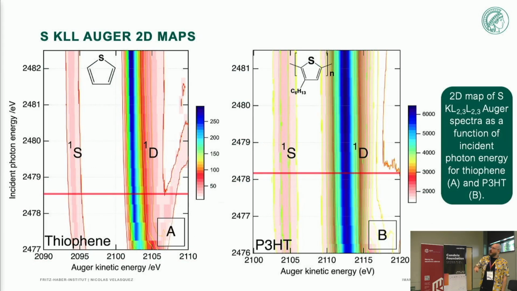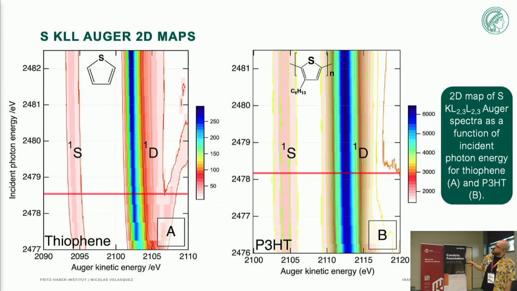So after we went to Soleil, we analyzed our data, and then we produced these colorful 2D maps where we have the Auger kinetic energy as a function of the incident photon energy and the intensity.